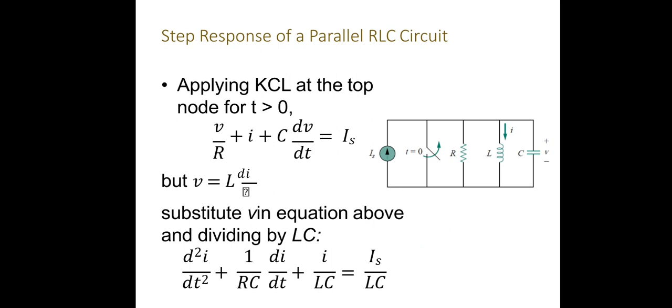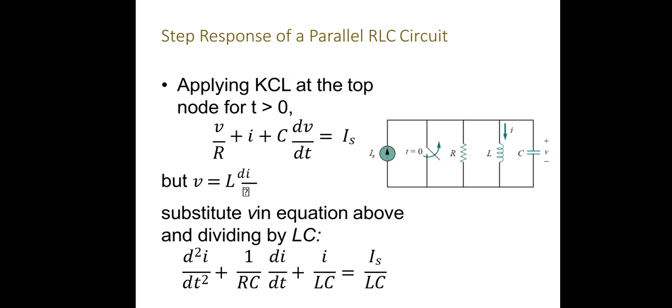Applying KCL at the top node, for t greater than 0, we get V by R plus i plus C dV by dt, which is equal to the applied current Is. We know that V is equal to L di by dt. Substituting V in the equation above and dividing by LC, we get d square i by dt square plus 1 by RC di by dt plus i by LC equals Is by LC.